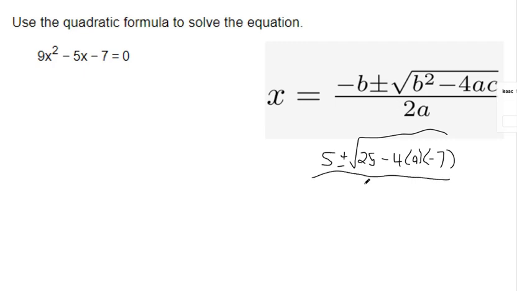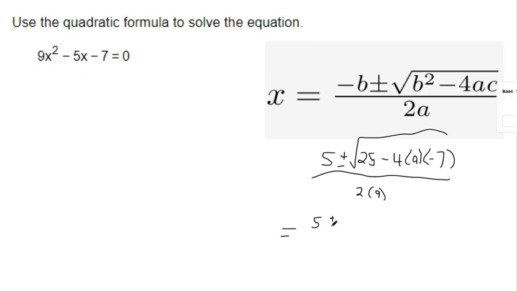Some students make the mistake of just drawing the square root and then dividing 2a, but the whole thing is under 2a. Okay, and then we want to simplify inside the square root first.